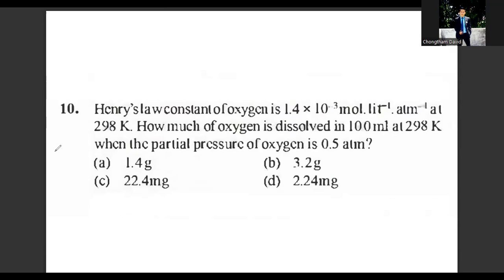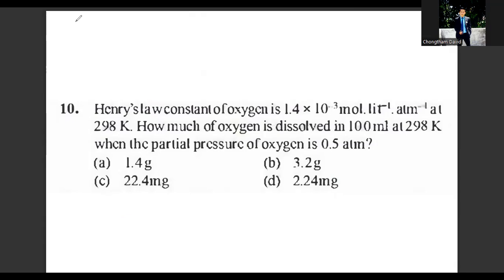Question number 10 is based on Henry's law. What does Henry's law state? The solubility of gas is directly proportional to the pressure applied. So Henry's law constant of oxygen is given as 1.4 into 10 to the power minus 3 mole per liter per atmosphere at room temperature. How much oxygen is dissolved in 100 ml at room temperature when the partial pressure of oxygen is 0.5 atmospheric pressure?